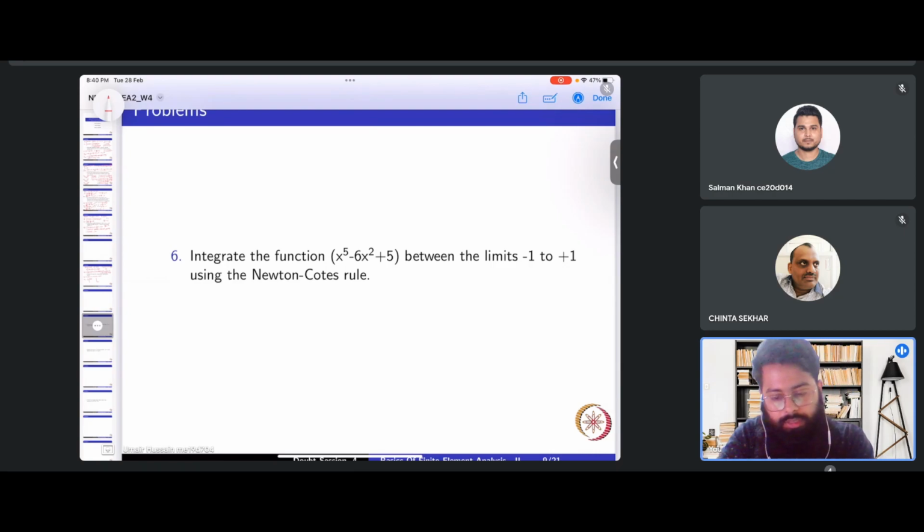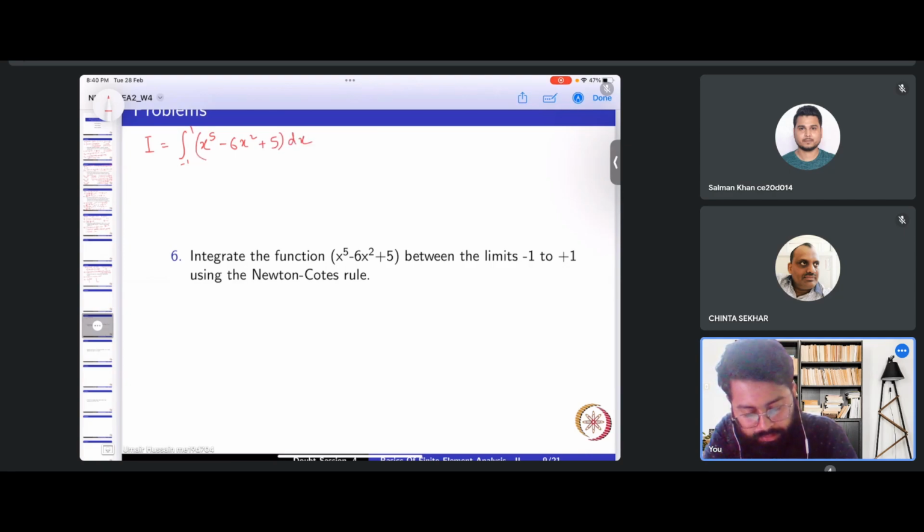Okay, so again we have some integral value from minus 1 to plus 1 of x to the power 5 minus 6x square plus 5. So we need to solve this using Newton-Cotes rule. So we can just start with simple r equals to 2.